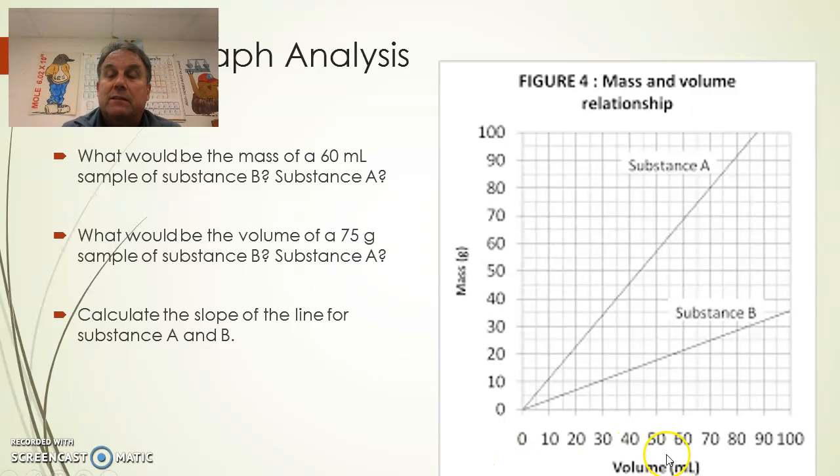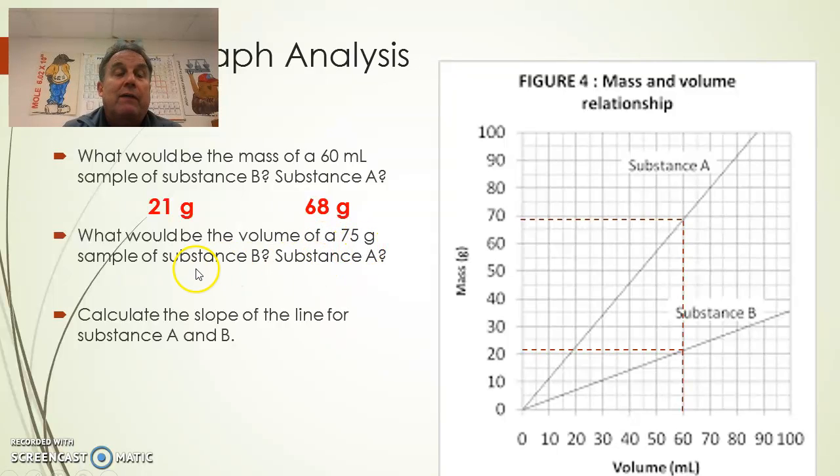So we have to find 60 milliliters, which is right here. Trace it up. And then for substance B, trace it over. And then what about for substance A? Trace it over. So we could approximate this is a little over 20, and this is a little less than 70. Okay. What if we want to know the volume of a 75-gram sample of substance B and substance A?